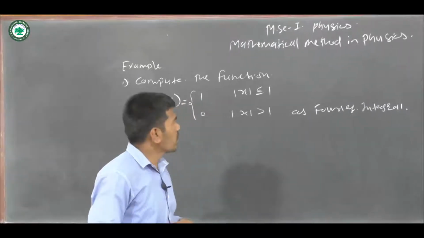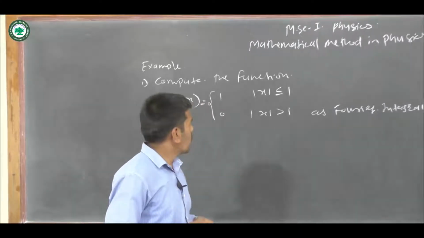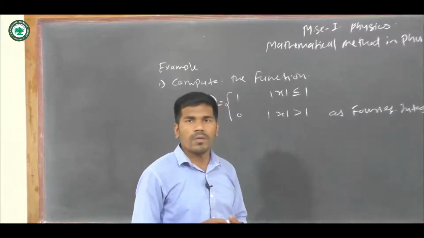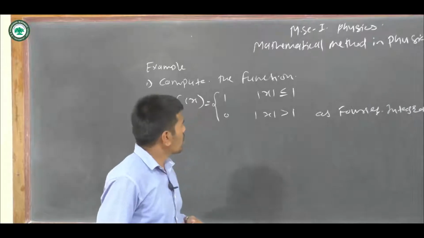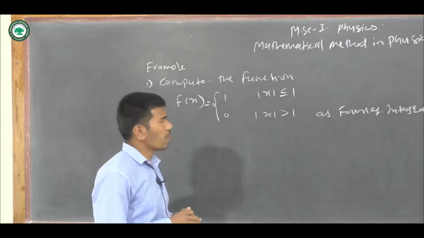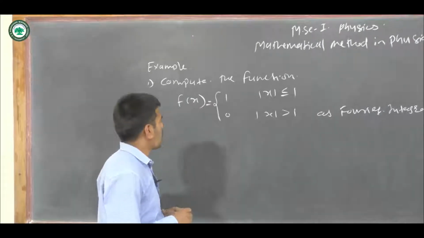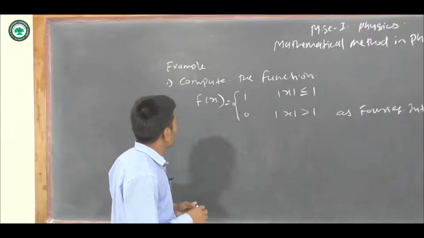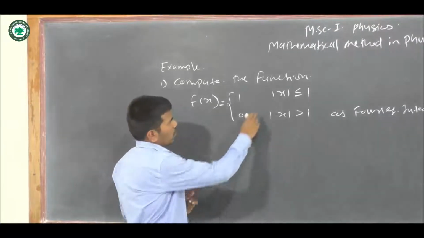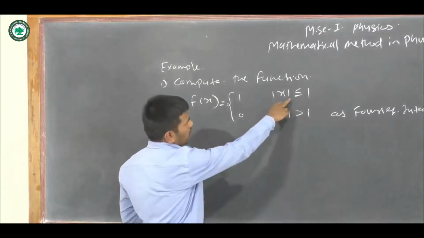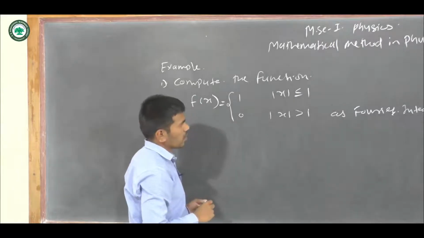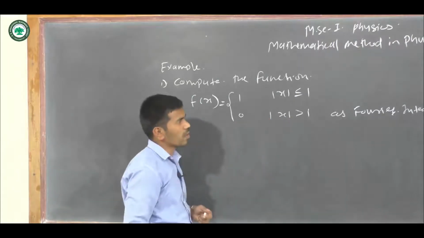So in the last class we discussed some formula or the derivations of the Fourier complex integrals and the complex transformations. So in this lecture we are going to discuss some examples on the complex Fourier integral formula and the complex Fourier transform. Okay, so first example, compute the function f of x is equal to 1 for mod x less than or equal to 1, and 0 for the given condition mod x greater than 1, as a Fourier integral.